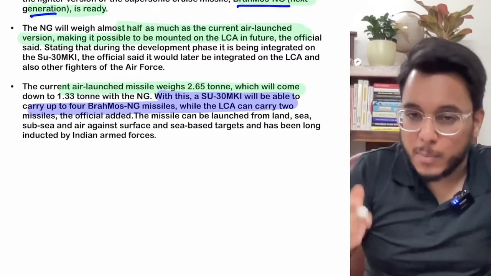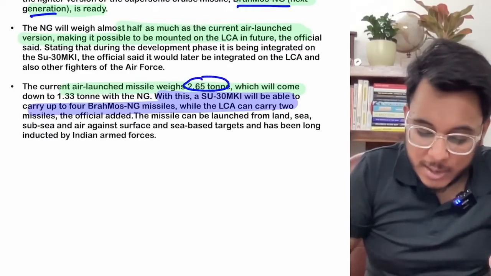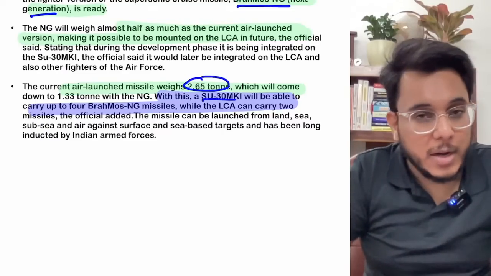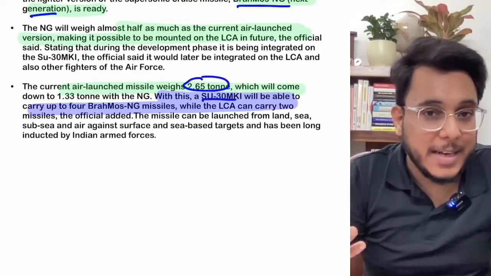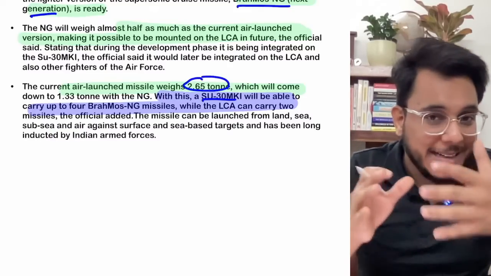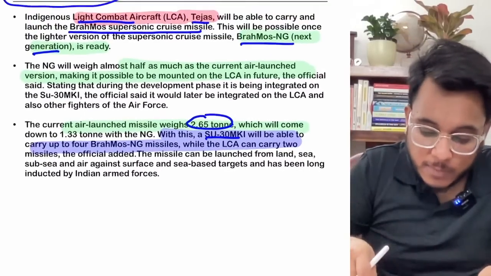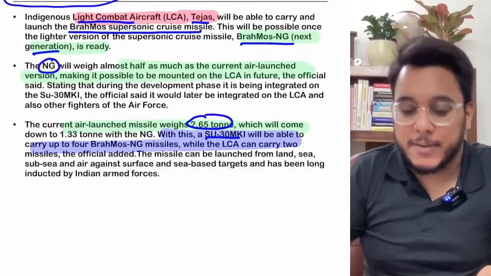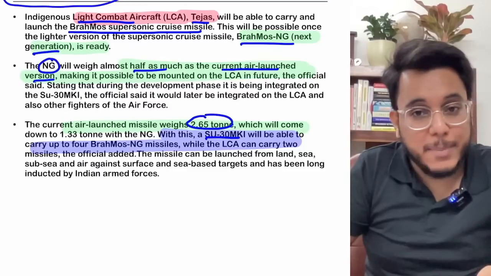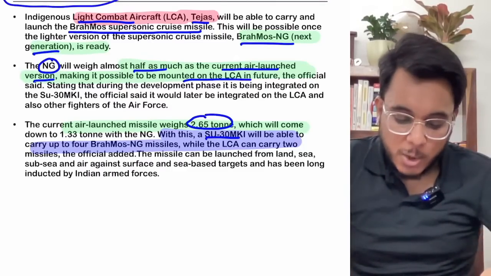The air launched missile version of the BrahMos weighs around 2.65 ton, and because of that, Su 30 MKI is now able to carry this missile. But the light combat aircraft Tejas is not able to carry the entire load of multiple BrahMos missiles which are presently there. So therefore this new generation BrahMos is being developed, which will weigh half as much as the current air launched version, and because of that, they can be mounted onto the light combat aircraft Tejas in the future.